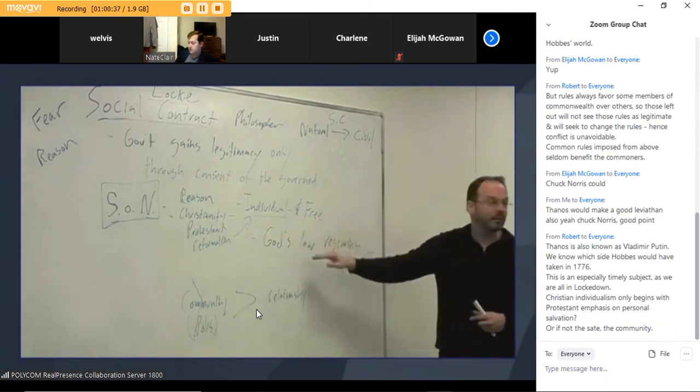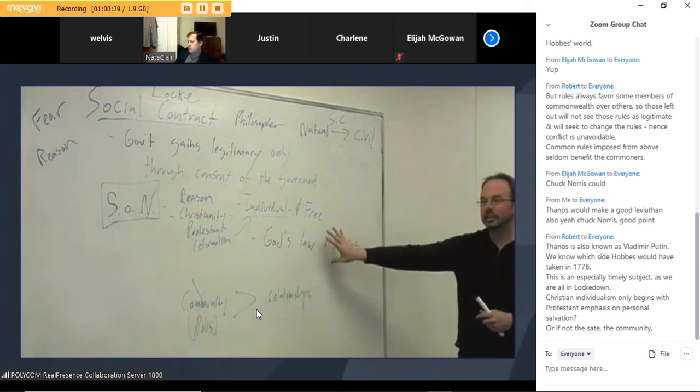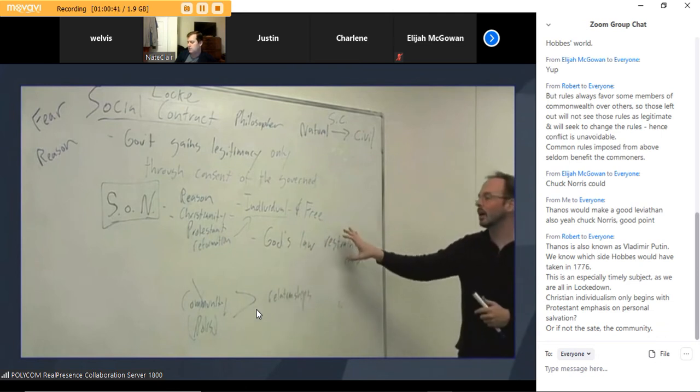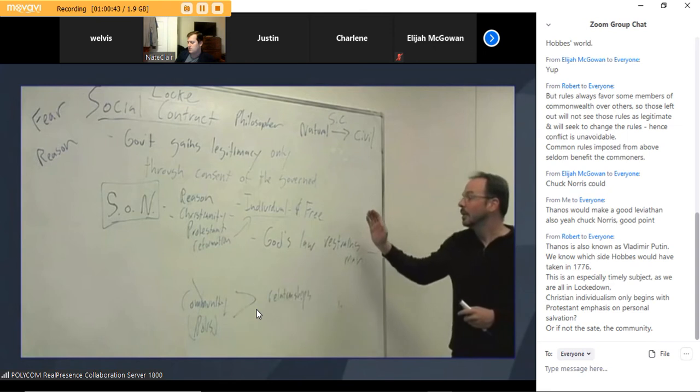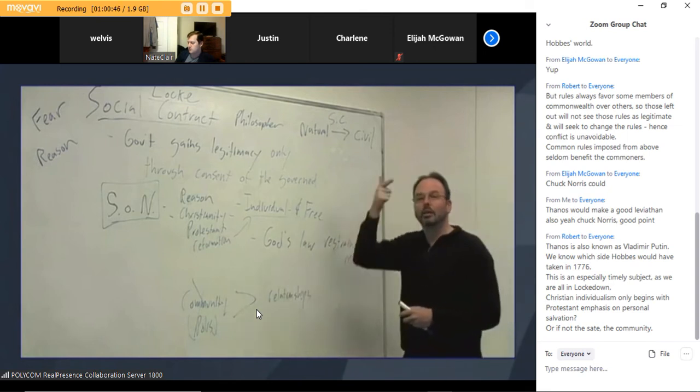So this is what we're going to focus on for the rest of today, trying to understand this key distinction between Locke and Hobbes, that God's law restrains man. Go ahead, Elvis.